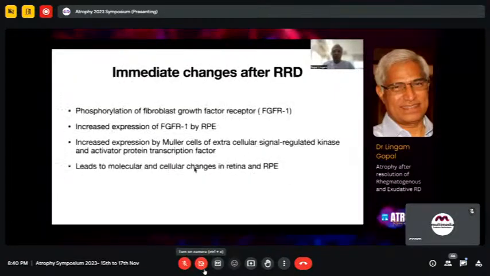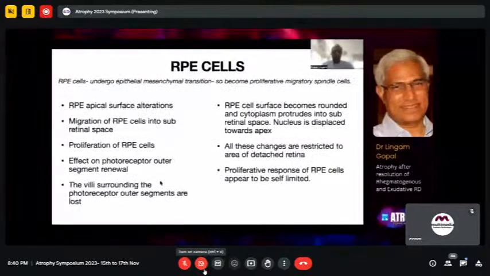What are the changes that occur after retinal detachment? The immediate changes are phosphorylation of fibroblast growth factor, which is expressed by the retinal pigment epithelium. There are also increased expression by the Mueller cells of regulated kinase and activator protein transcription factor. These lead to several changes in the cells. The retinal pigment epithelial cells are the most important. They undergo epithelial mesenchymal transition. The apical surface is altered since it is no longer in contact with the photoreceptors.